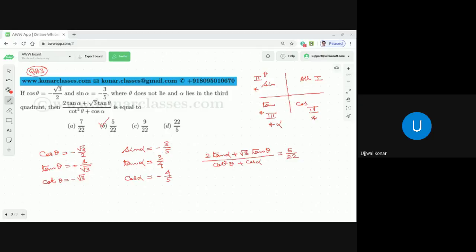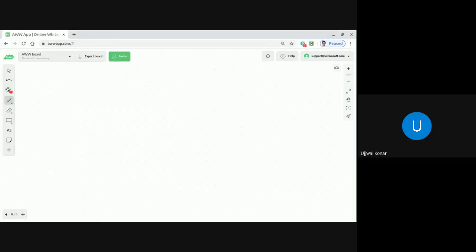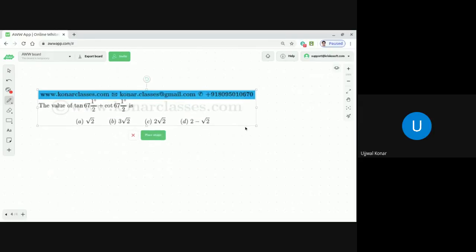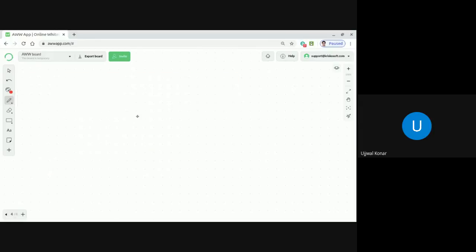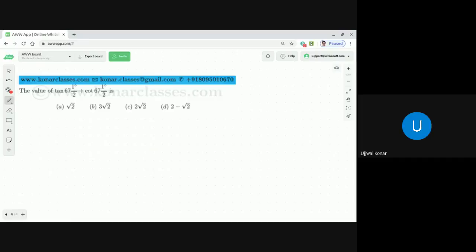All right. So let me now proceed to the next question, dear students. This is also a very classical question. The value of tan 67.5 plus cot 67.5 is what?